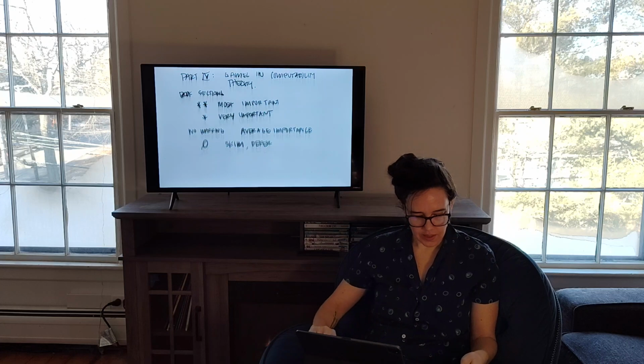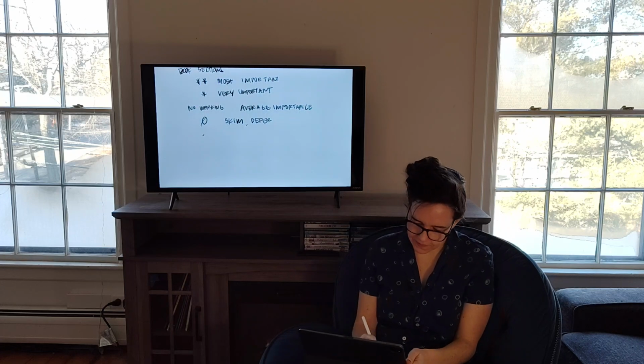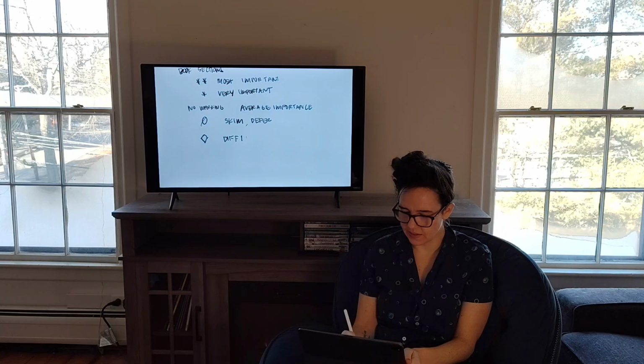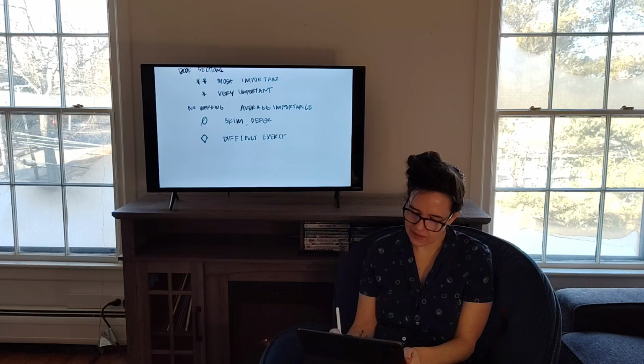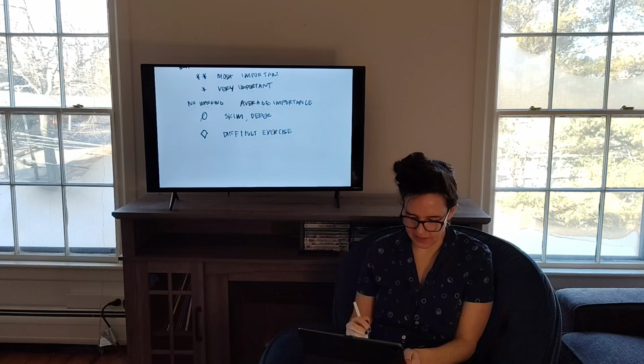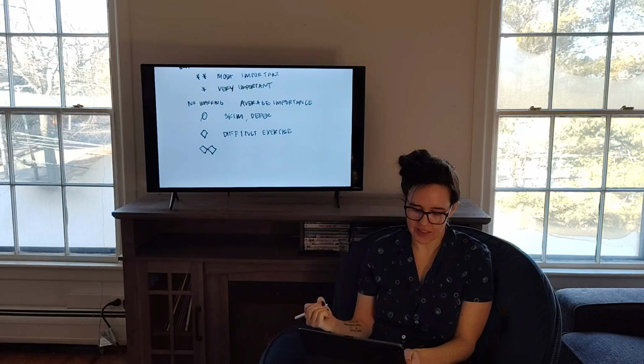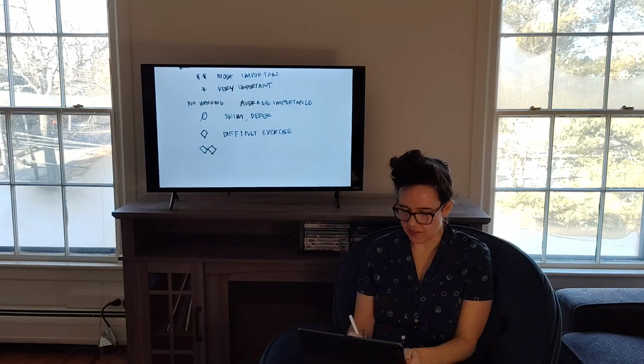Okay. Then this symbol is difficult exercise, do not assign lightly. And these two boxes together, this is a very difficult exercise.